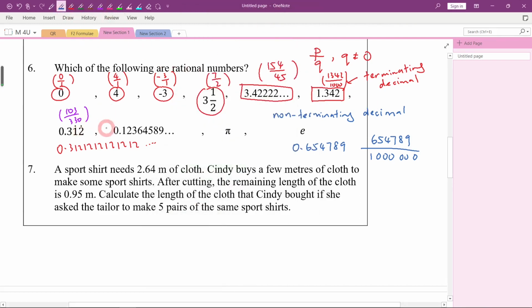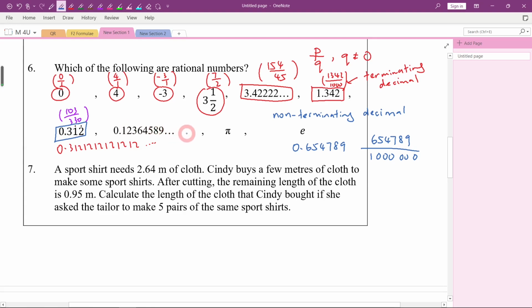This is called non-terminating decimal, no endpoint. And because the 1212 keep on repeating, we also can call it a recurring decimal. So for a recurring decimal, yes, we can write it in a fraction form. So yes, this is a rational number. Okay, how about this one?